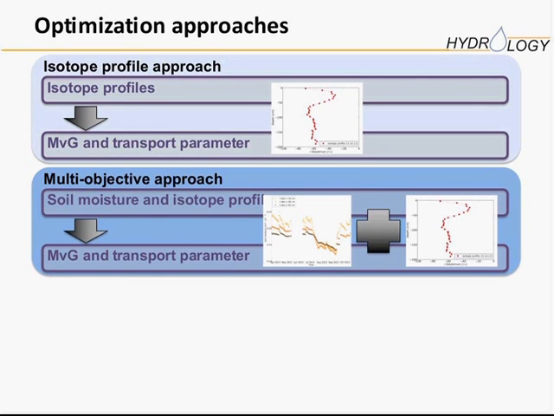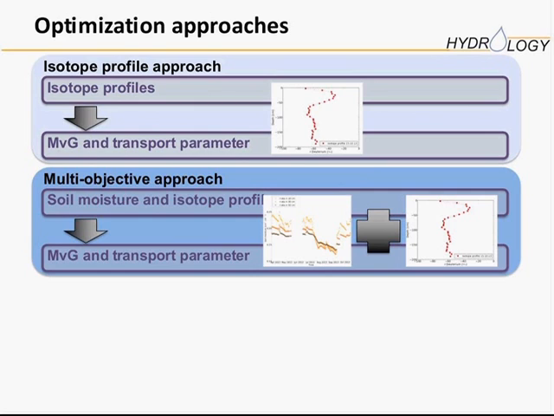The second approach we call the multi-objective approach, where we also used collected soil moisture and isotope profile information at the same time, and again to optimize or make the prediction for the Mualem-van Genuchten and transport parameters.